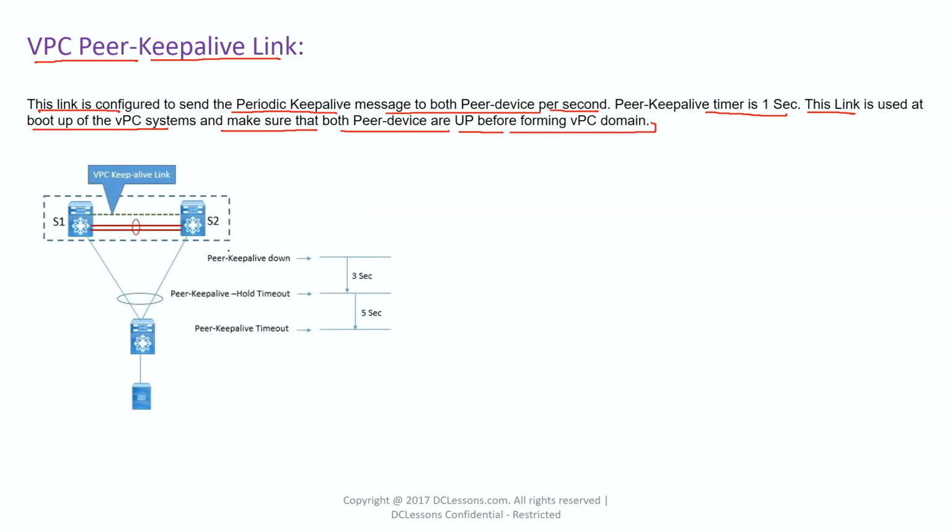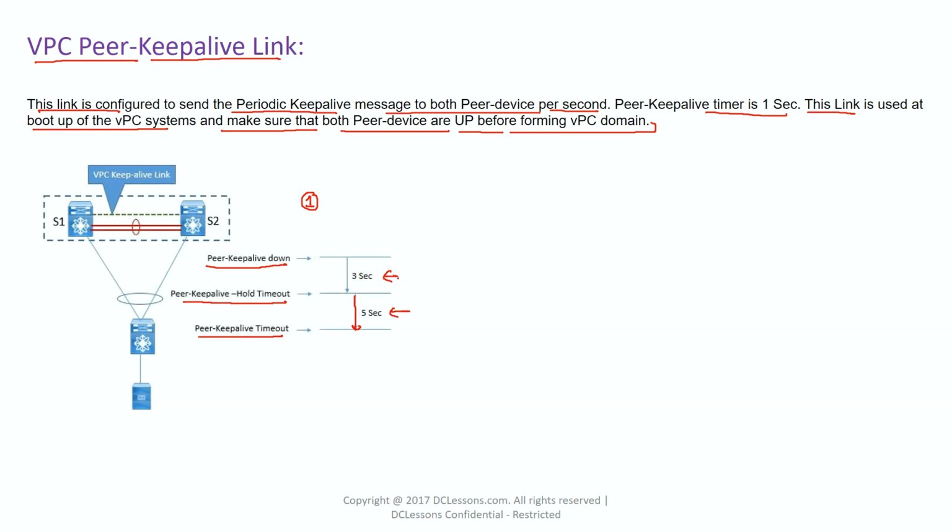Now there are 3 timers associated with it. One is the peer keepalive interval, which is 1 second. Second is the peer keepalive hold timeout, which is 3 seconds. After that there is the peer keepalive timeout, which is 5 seconds.